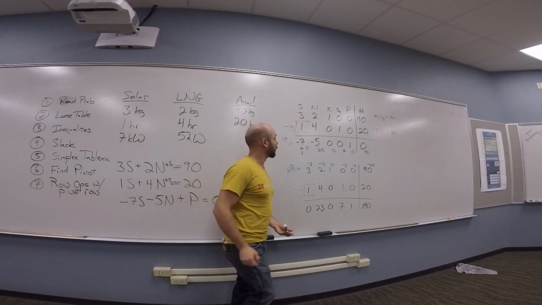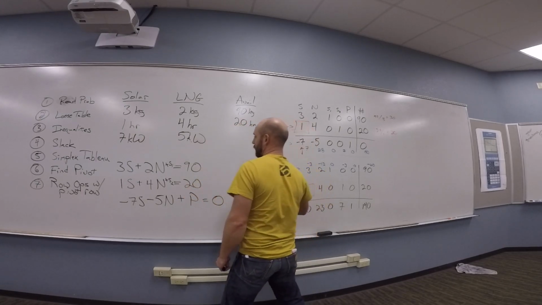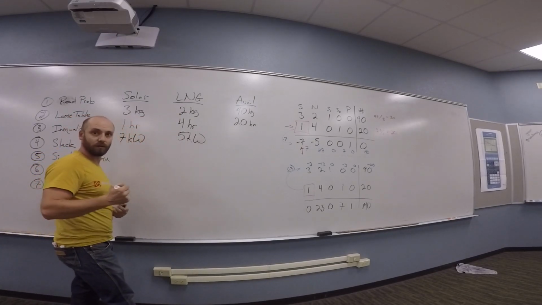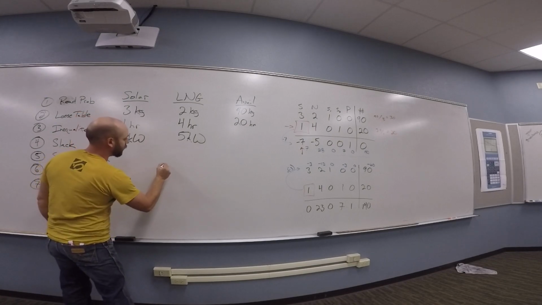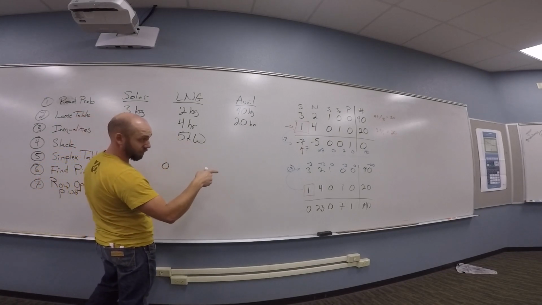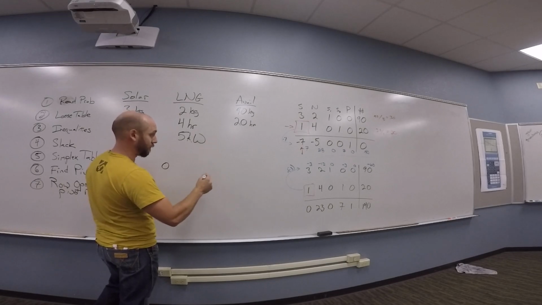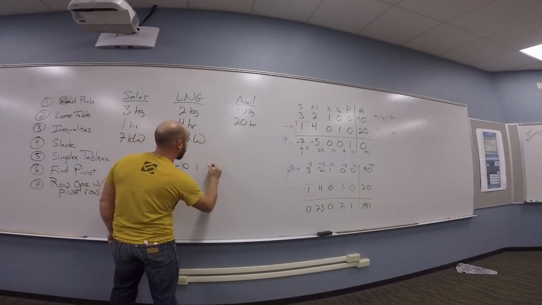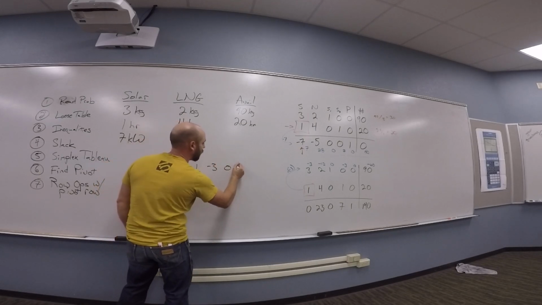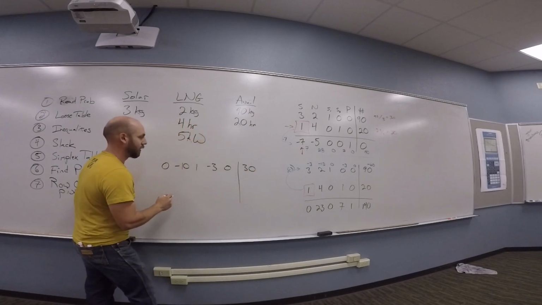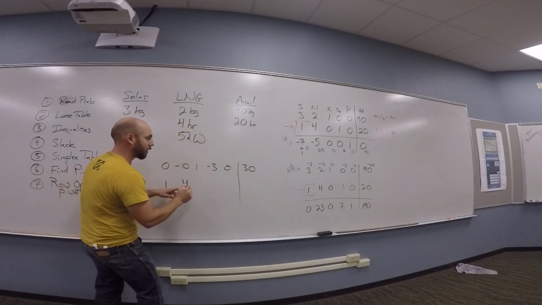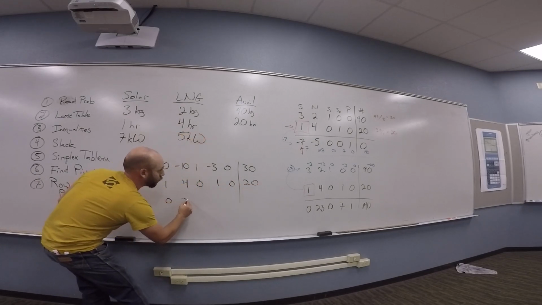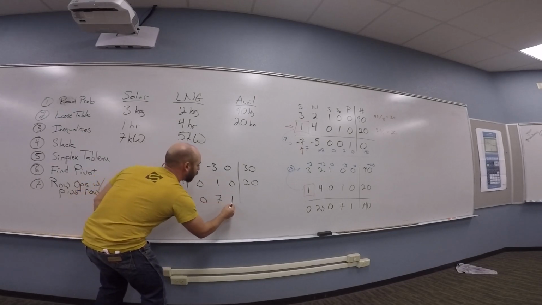Okay, so my result, I'll put it right here, is 0, -10, 1, -3, 0, 30. Everything else stays the same. So I have 1, 4, 0, 1, 0, 20, and 0, 23, 0, 7, 1, 140.